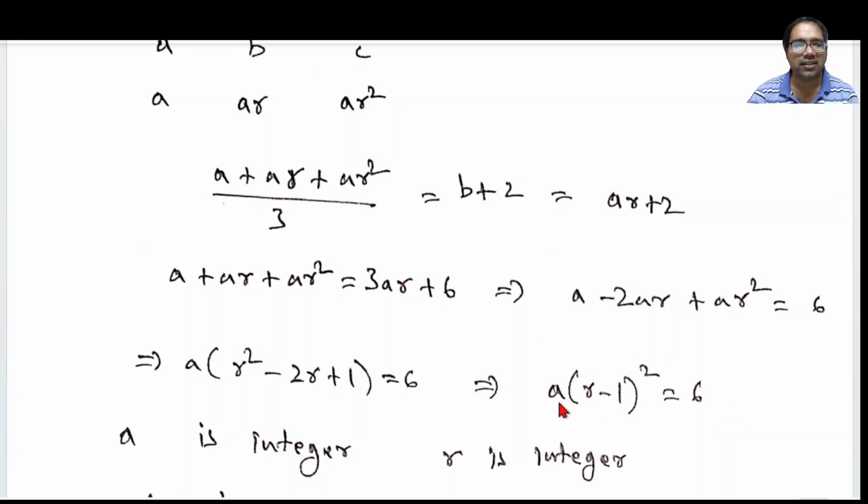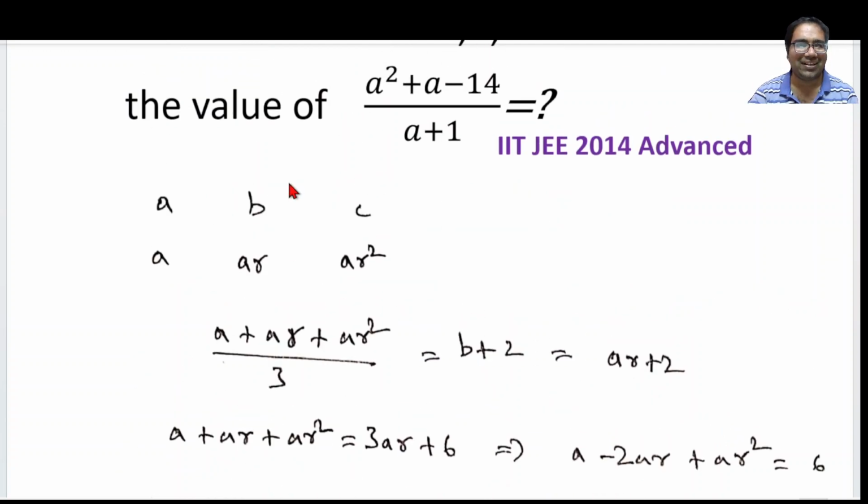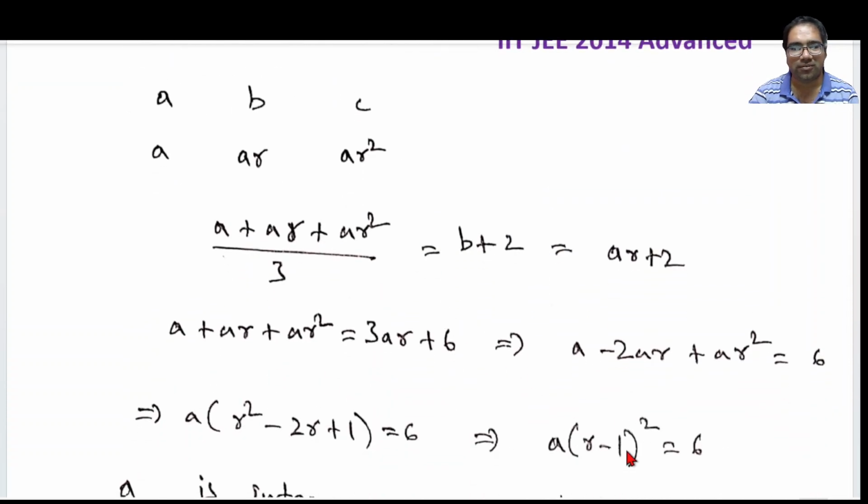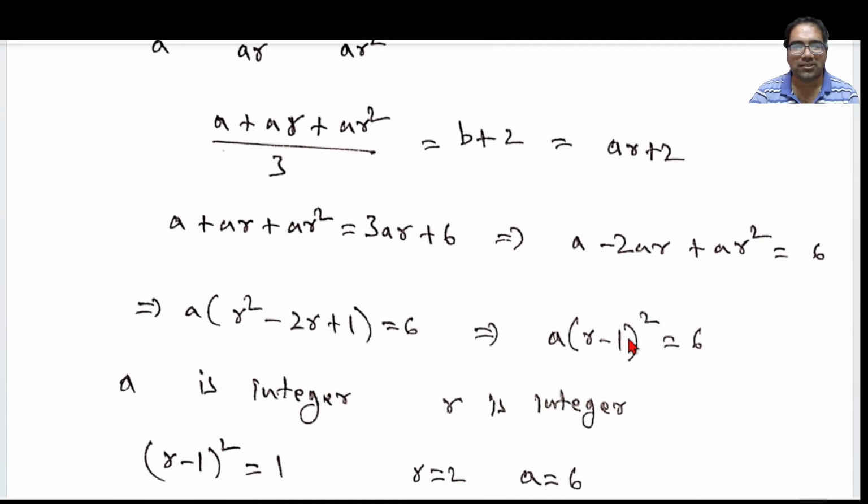Now, a is an integer. At the same time, r is also an integer. That is what is given in the problem: a, b, c are integers, and b by a is an integer, which means r is also an integer. Now, r minus 1 whole square is the square of an integer, and a is also an integer, and the product of these is 6. Then what are the various options of r minus 1 whole square? It is the square of an integer.